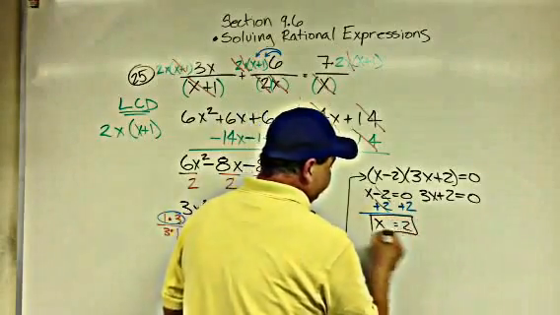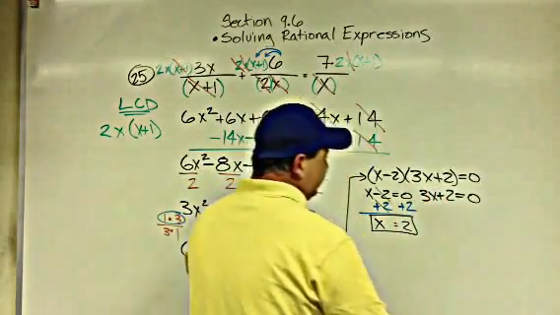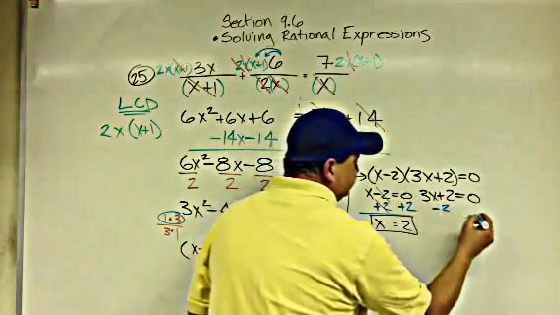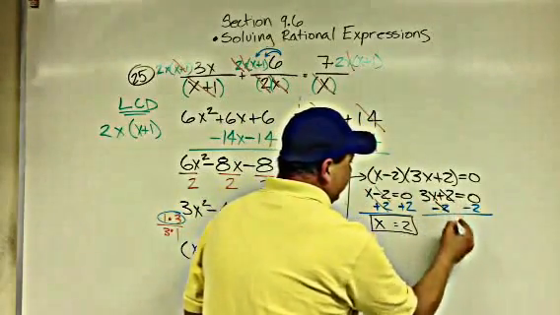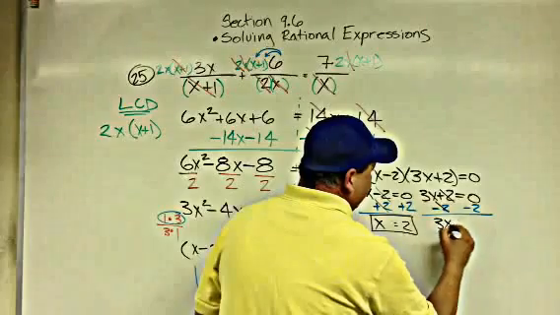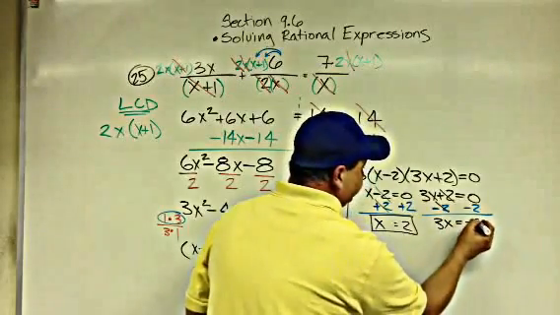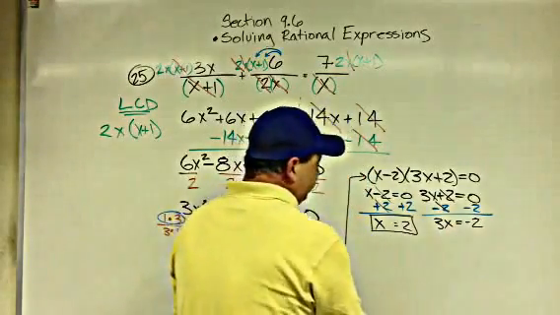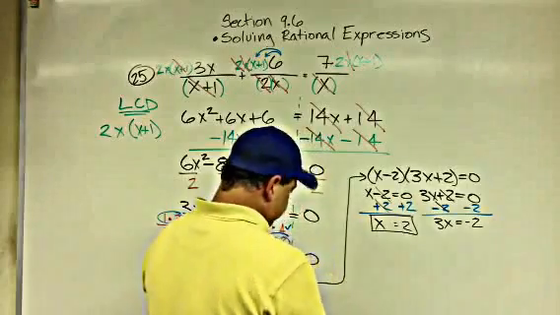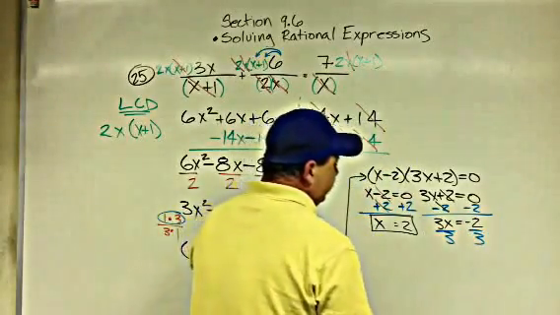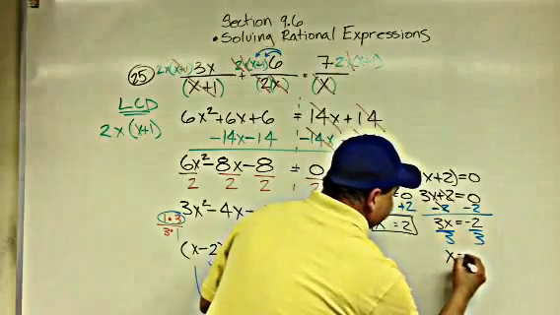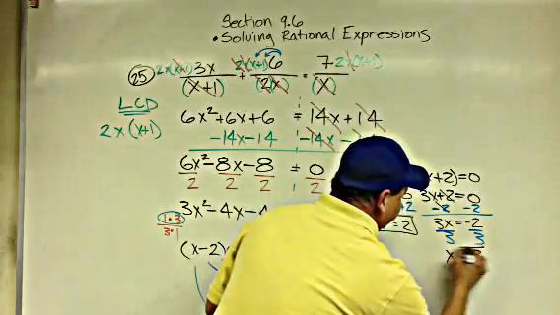Here's my first solution. And then over here, again, I'm also going to get rid of the 2 by doing a minus 2 to the left, minus 2 to the right. They are going to cancel. I'm left with a 3x is equal to negative 2. Negative 2 is a little ugly there, but that's okay. Here I'm going to divide by 3, divide by 3. So now my x is equal to negative 2/3.